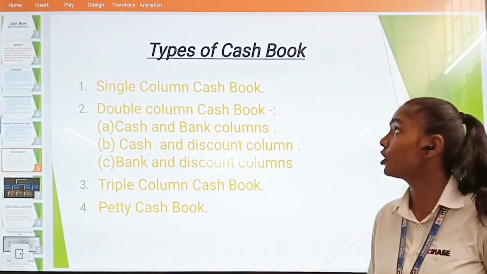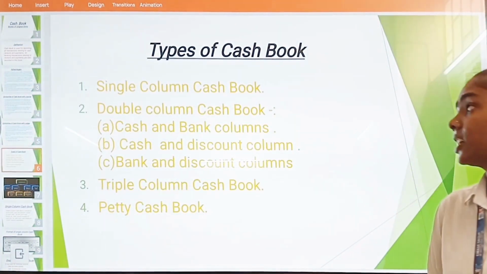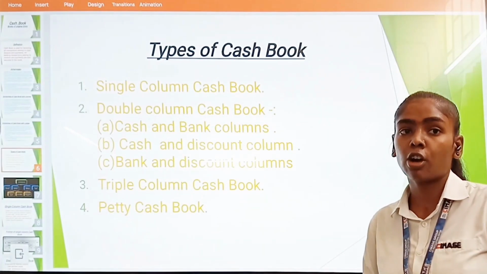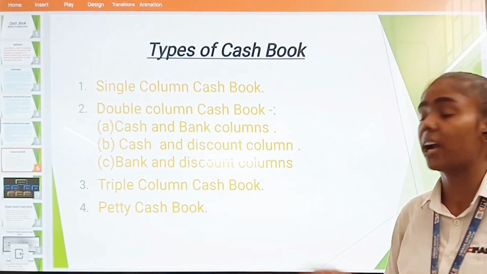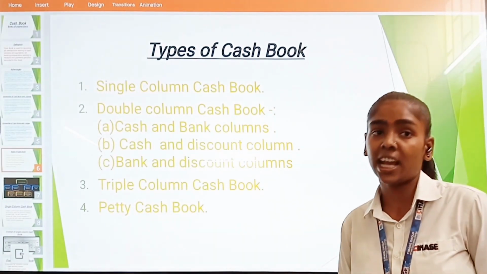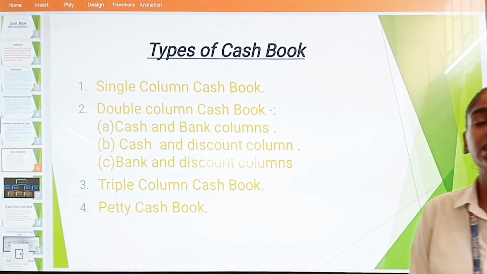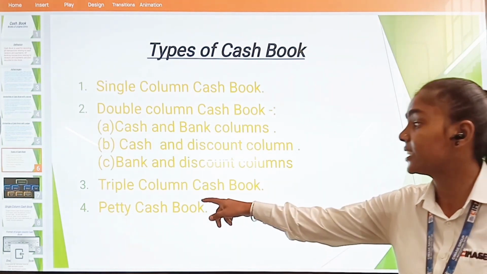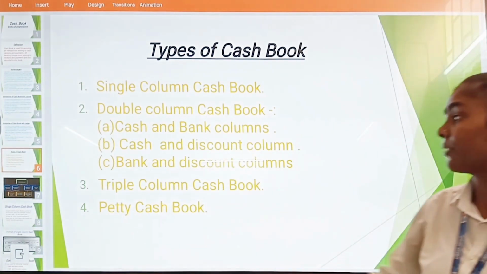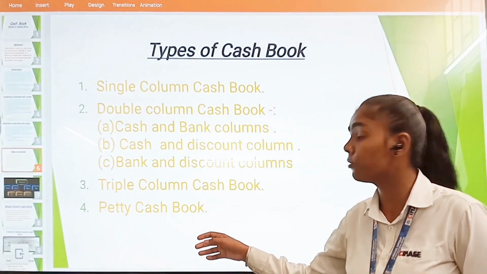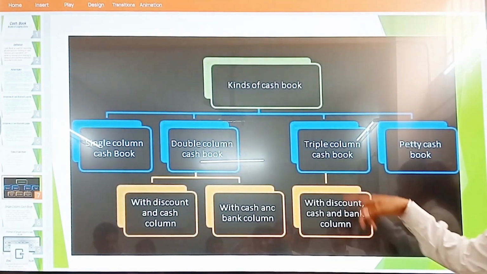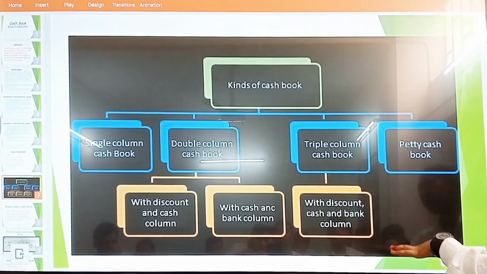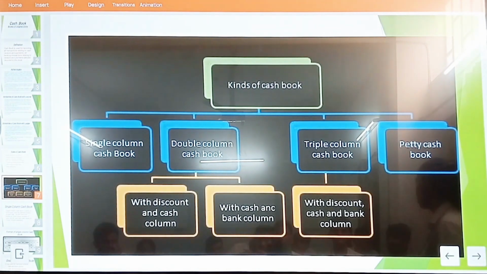Here are some types of Cashbook. First, single column Cashbook. Second, double column Cashbook. It also has three subdivisions. First is cash and bank column, second is cash and discount column, and third is bank and discount column. And the third type of Cashbook is triple column Cashbook, and the fourth type of Cashbook is petty Cashbook. Here is the presentation of the kinds of Cashbook.